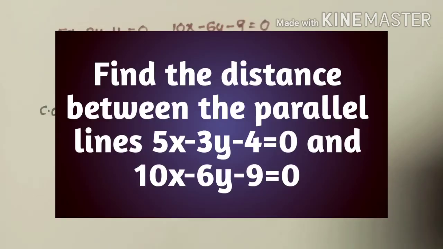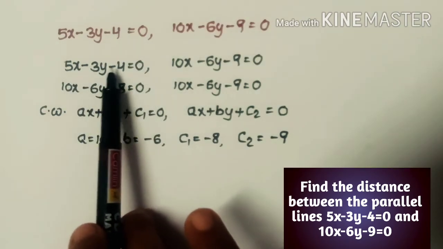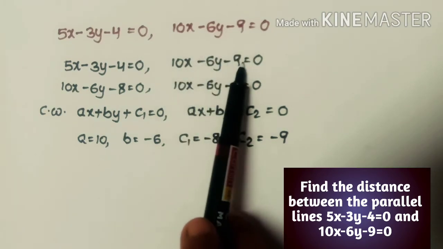Next problem, find the distance between the parallel lines 5x minus 3y minus 4 is equals to 0 and 10x minus 6y minus 9 is equals to 0. So first we take the given line equations here. First equation is 5x minus 3y minus 4 is equal to 0 and the second equation is 10x minus 6y minus 9 equal to 0.